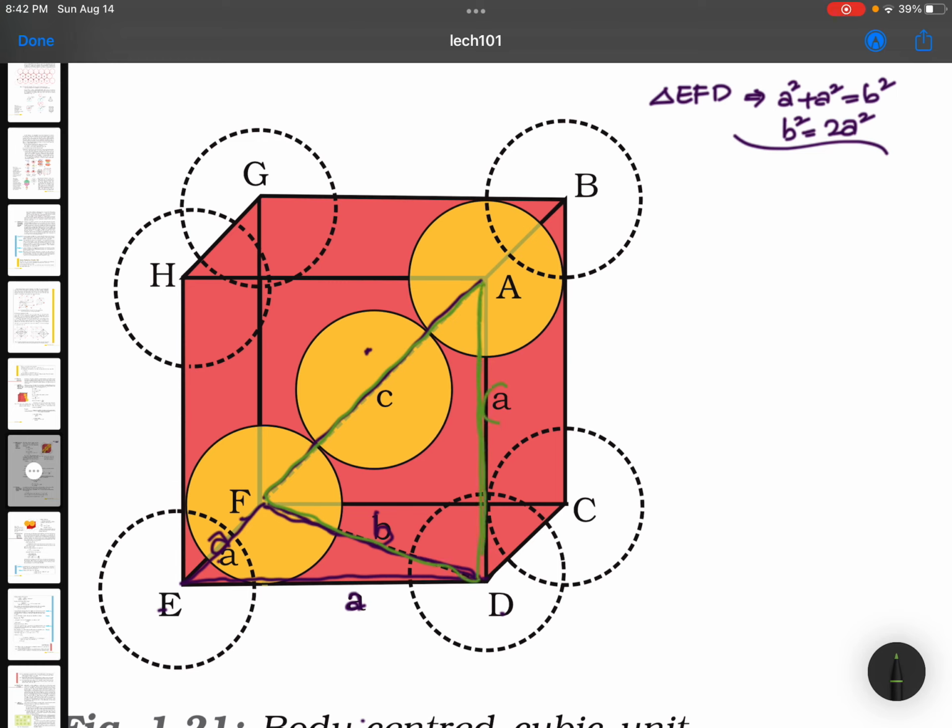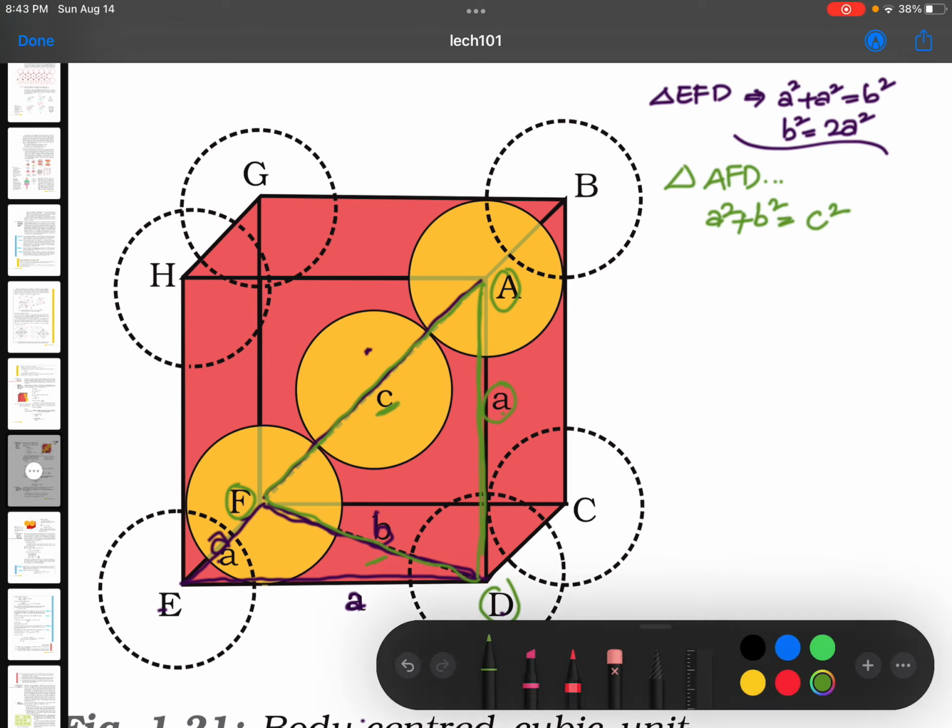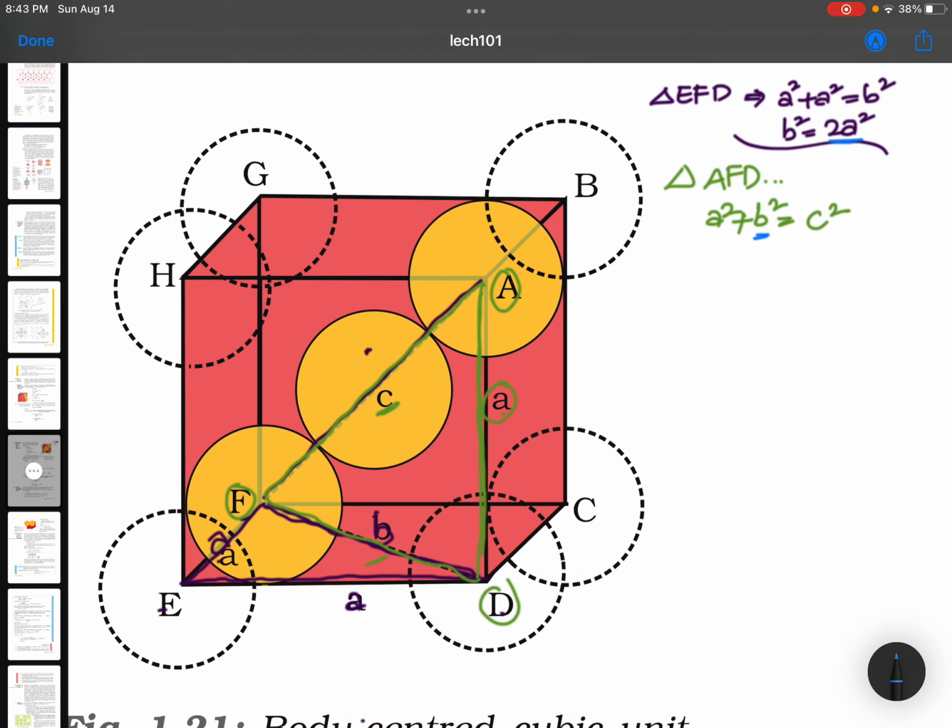This is edge length A, so triangle AFD. In triangle AFD, this is A square and this is B square, which is equal to C square. But already we know that this B square is nothing but 2A square. So 3A square is equal to C square, or C is equal to root 3 A. Now what is A? A is the edge length.